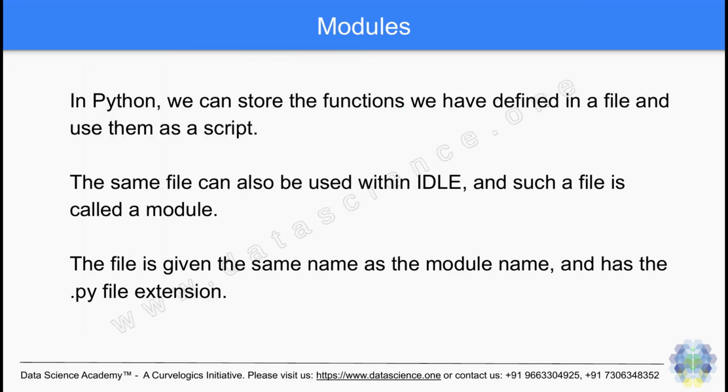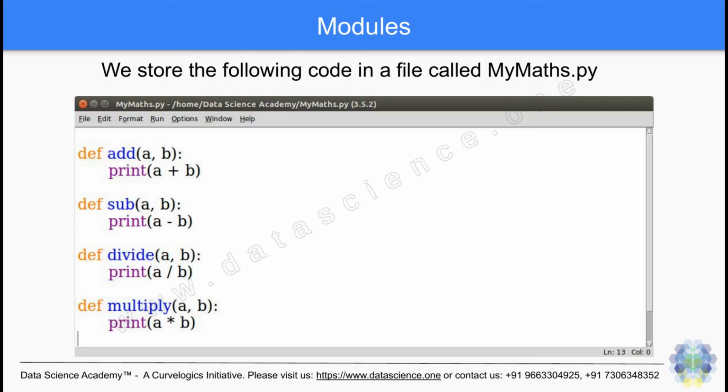In Python, we can store the functions we have defined in a file and use them as a script. The same file can also be used within idle, and such a file is called a module. The file is given the same name as the module name, and has the .py file extension. Here we store the code in a file called mymaths.py to perform basic arithmetic operations. This file is called a module and can be imported into the active idle shell.